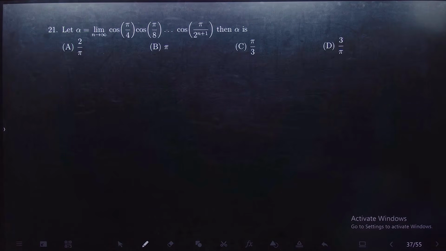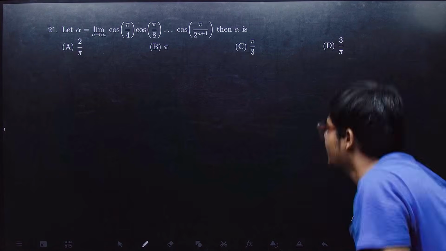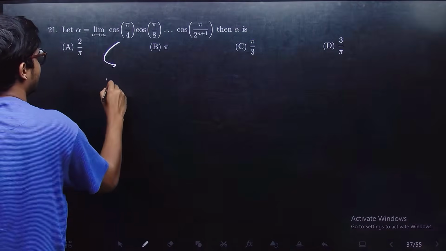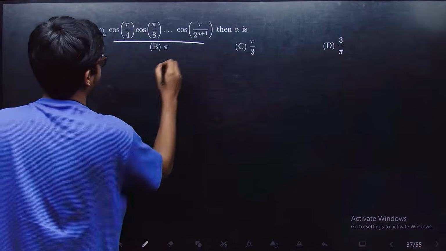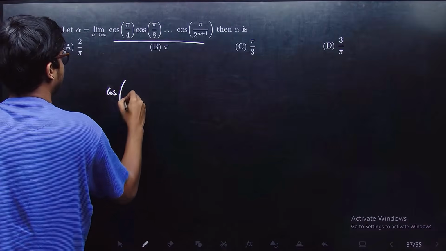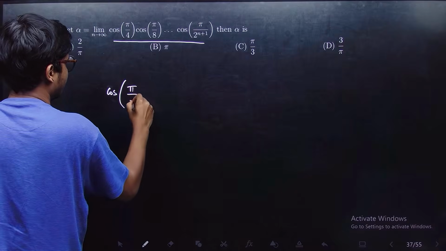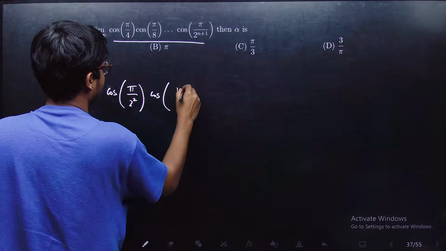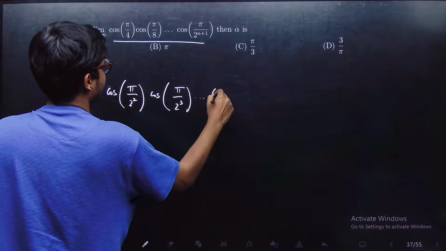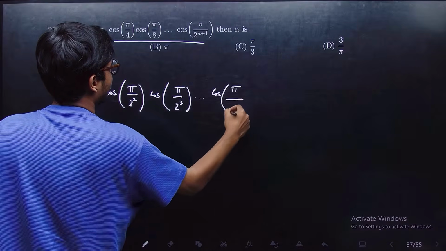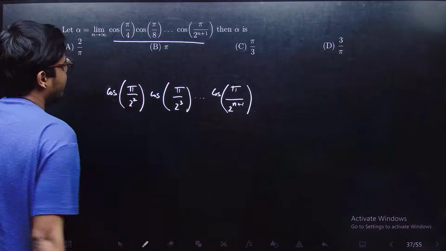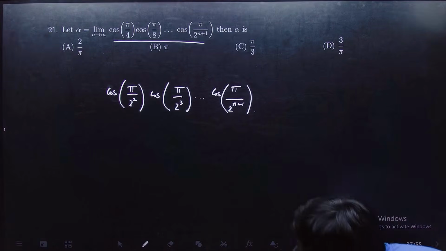So the next one is, suppose alpha is defined as limit n going to infinity of cos pi by 4 cos pi by 8 all the way till cos pi by 2 to the power n plus 1. Then find the value of this limit. So observe that this can be written as, let's just calculate this product first. So this is basically cos of pi by 2 square times cos of pi by 2 cube all the way till cos of pi by 2 power n plus 1. This is what I have, and I need to find the limit of this as n approaches infinity.